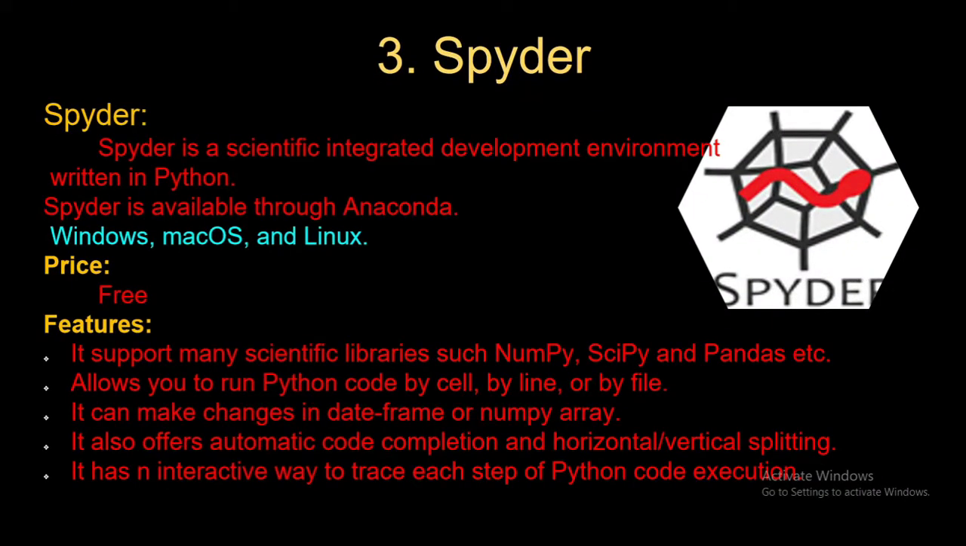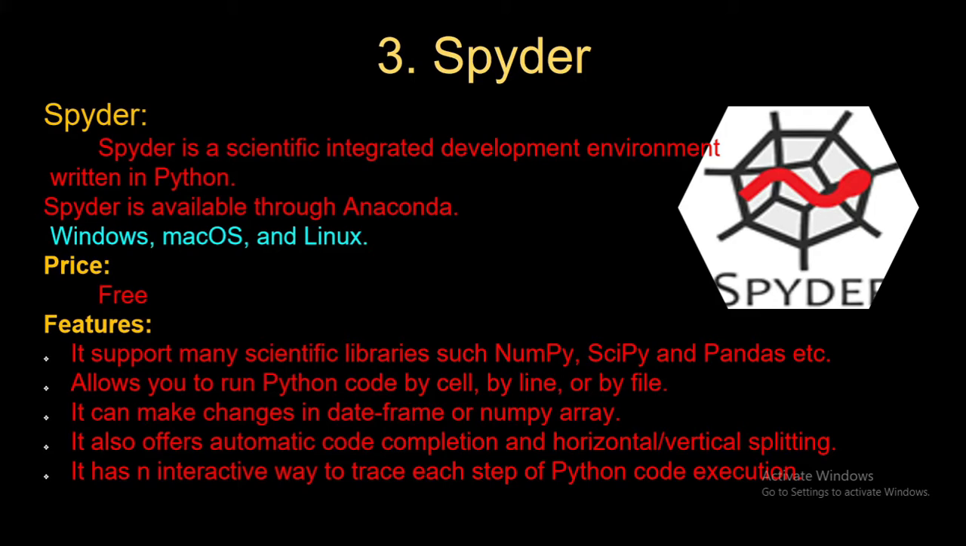Now, number 3 is Spyder. Spyder is a scientific integrated development environment written in Python. Spyder is available through Anaconda. It is available for Windows, Mac, and Linux. Now, price. It is free to use. You can download it. The link is given in the description box.